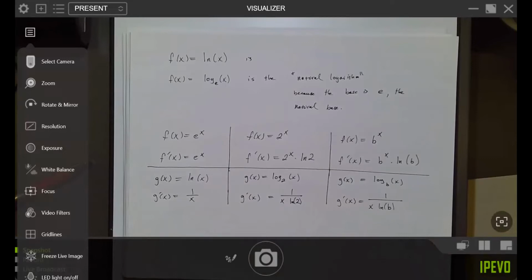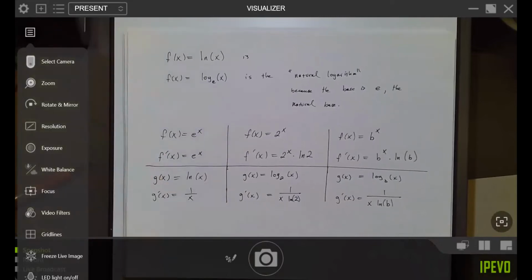We will definitely circle back and talk about these on Thursday or Tuesday, but I felt like I should kind of explain why we call it the natural base. You're welcome.